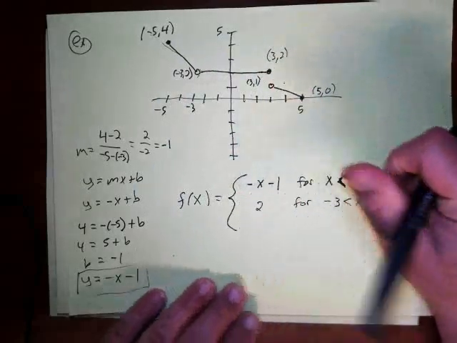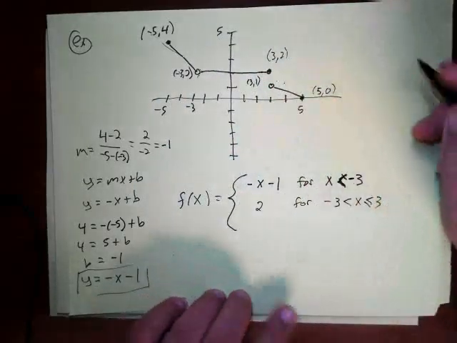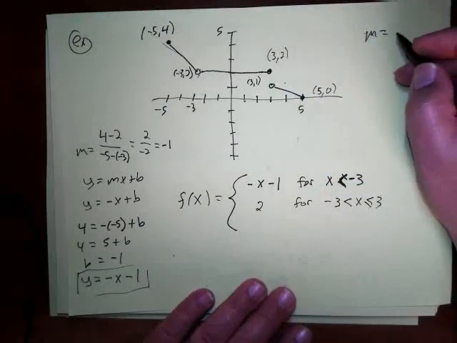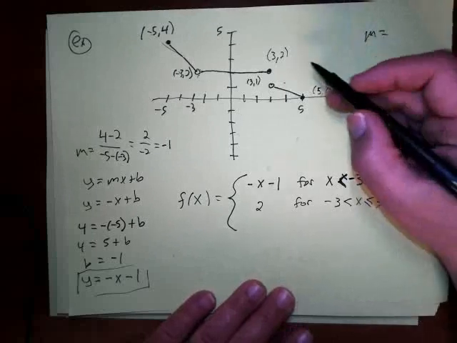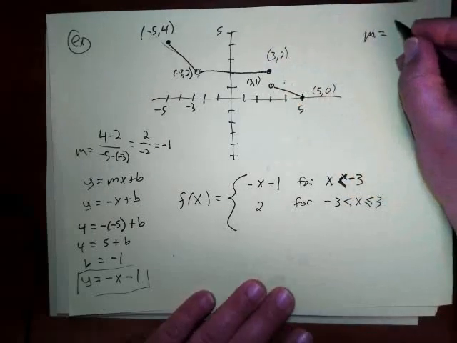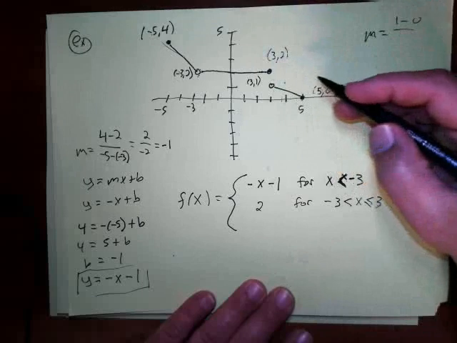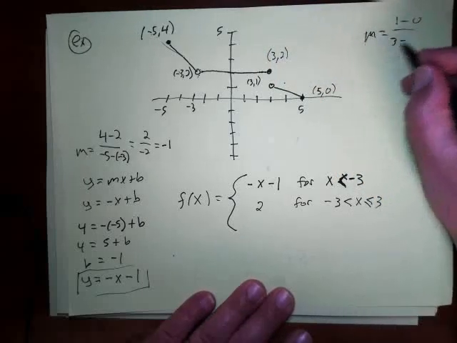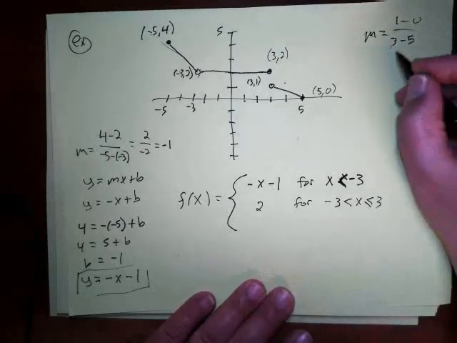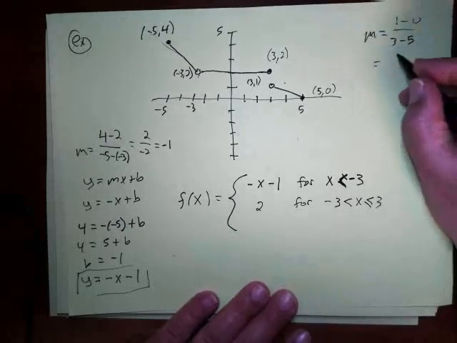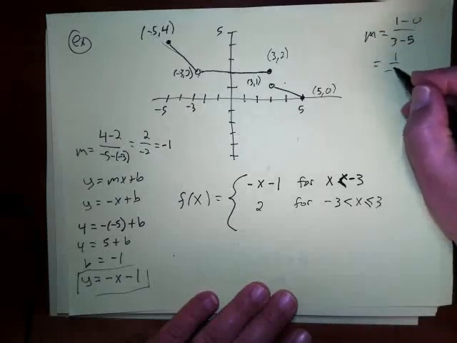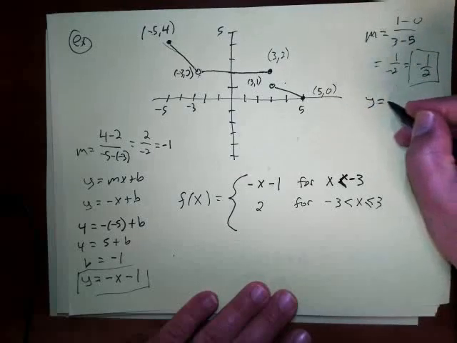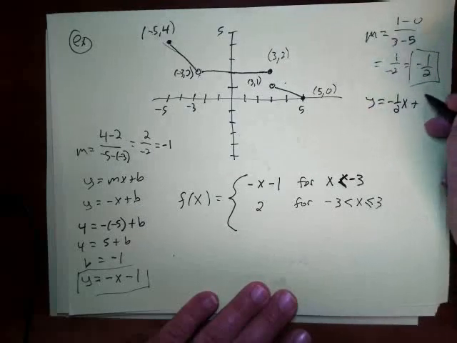Now for this portion of the graph, I have to find the line that goes through those 2 points. So again, using the slope formula for a line, the difference in the y values here would be 1 minus 0. And then I get 3 minus negative 5 for the difference in the x's. And this looks like it's 1 over negative 2. So my slope is negative 1/2. So then I get y is equal to negative 1/2 x plus b.